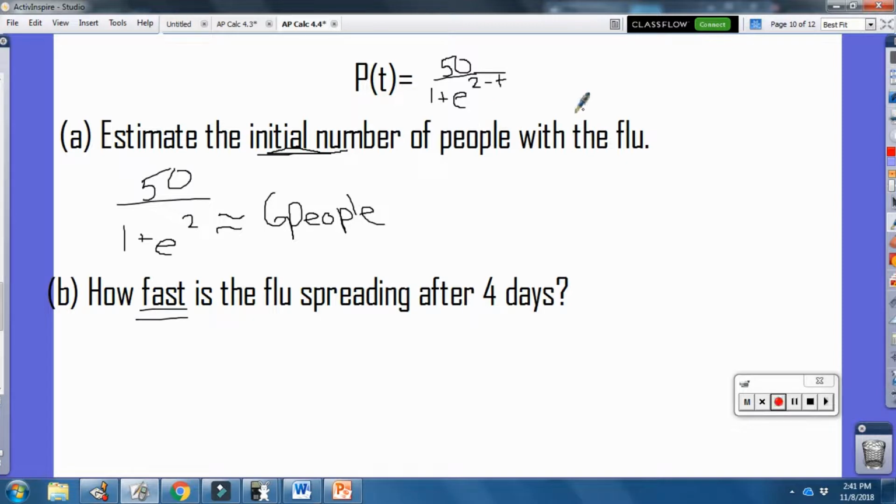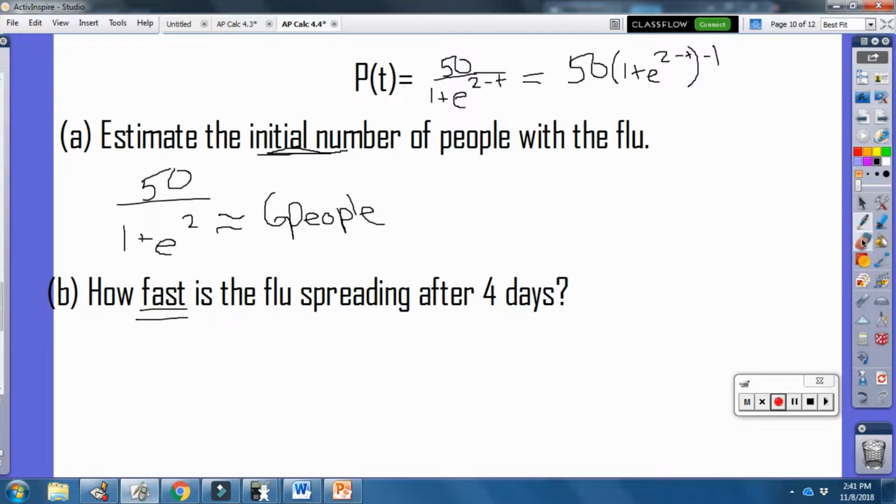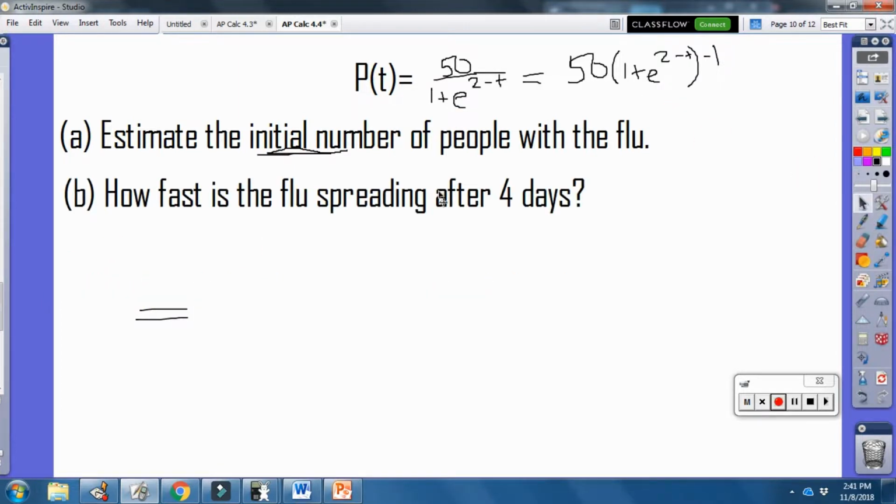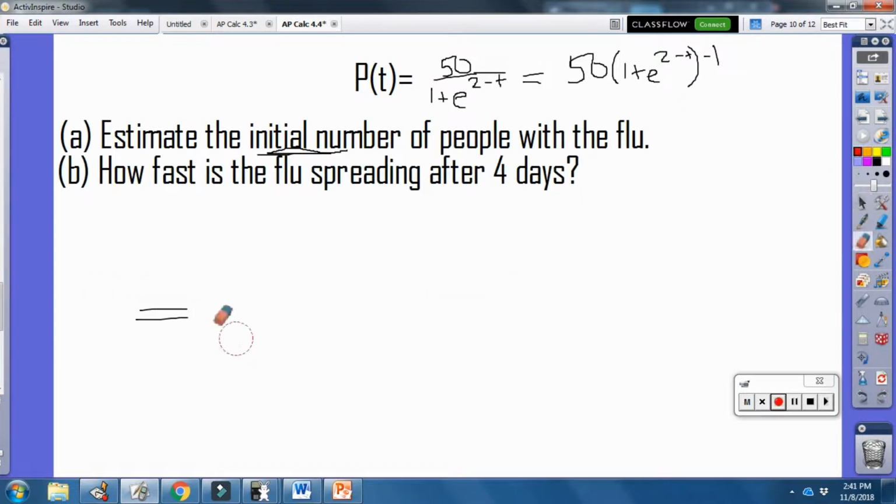I'm going to rewrite this as 50 times the quantity 1 plus e to the 2 minus t, to the negative 1. Now I could use the quotient rule, but I don't want to. I'm going to use the power rule. Or not the power rule, the chain rule. Let me just move this up so I have some more room to work with. Okay.